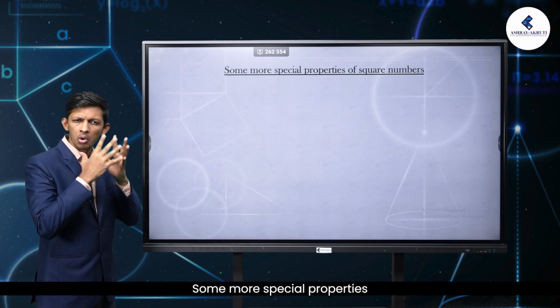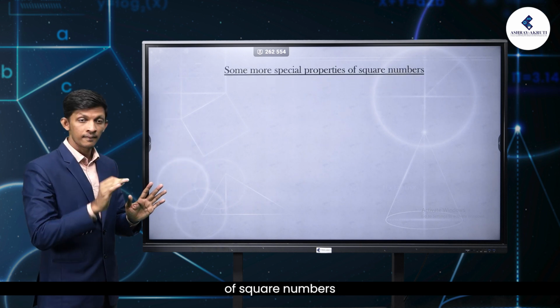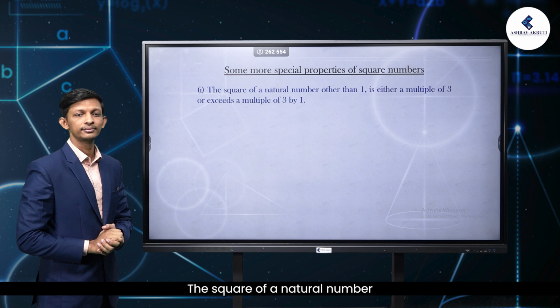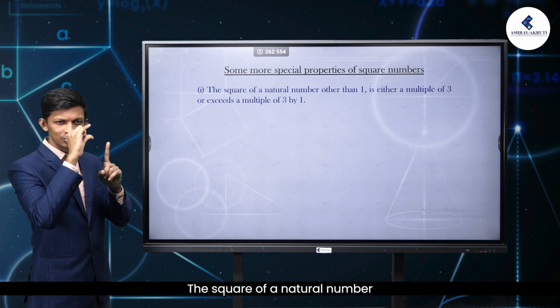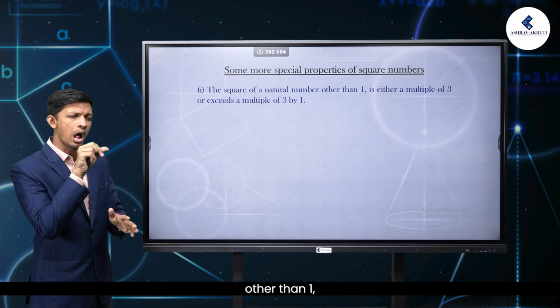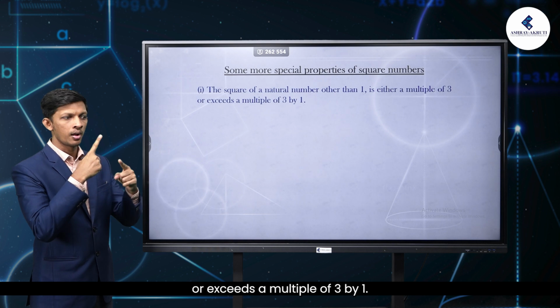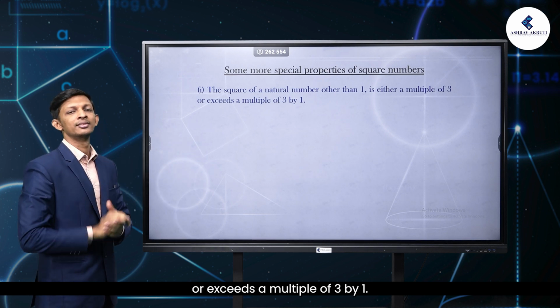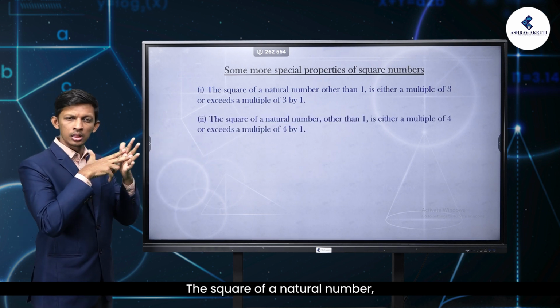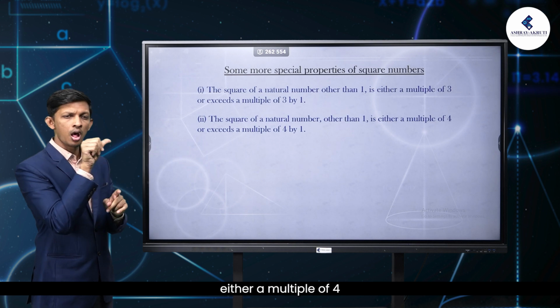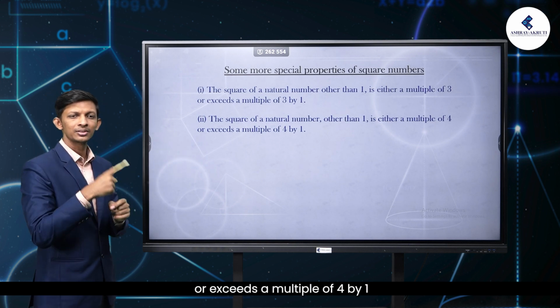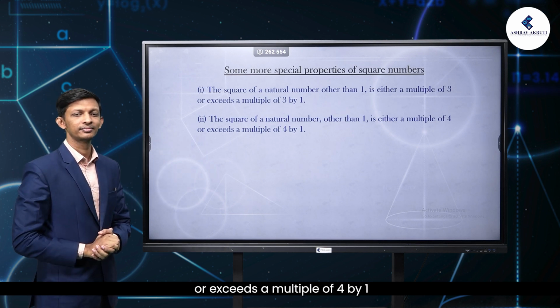Some more special properties of square numbers. The square of a natural number other than 1 is either a multiple of 3 or exceeds a multiple of 3 by 1. The square of a natural number other than 1 is either a multiple of 4 or exceeds a multiple of 4 by 1.